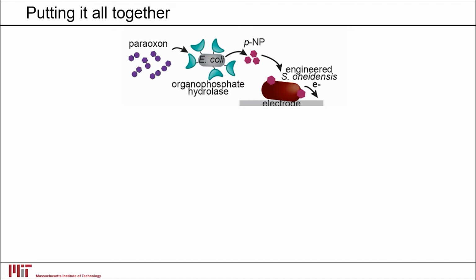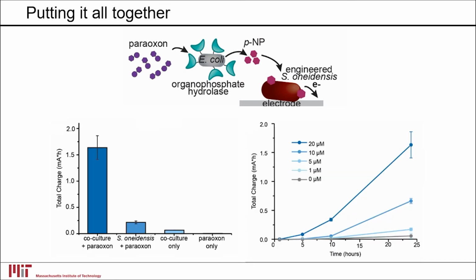So what we wanted to see now is if we start with that pesticide, that paraoxon, could that lyophilized E. coli degrade that to PNP, which is then fed to those engineered Shewanella to generate current? And the answer is yes. Now we're looking at total charge, which is basically the integration of those current signals I showed before. You can see on the far left here that if we have both cell types plus the pesticide, we see a significant amount of charge accumulate.